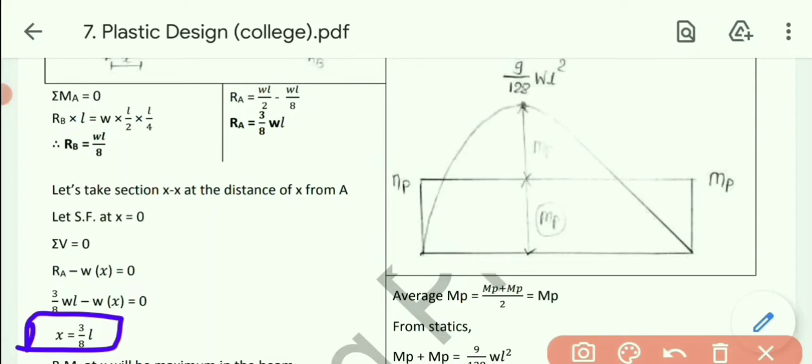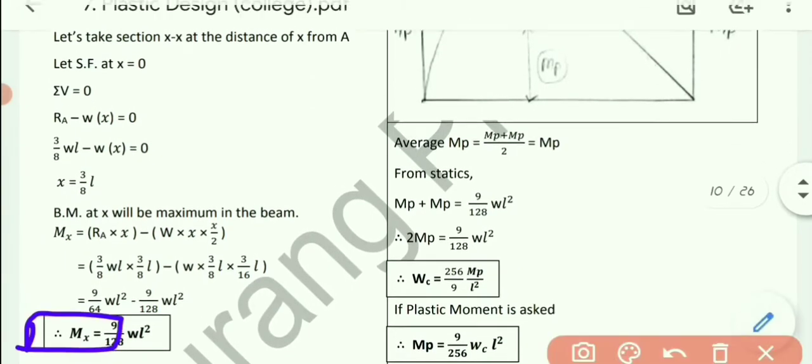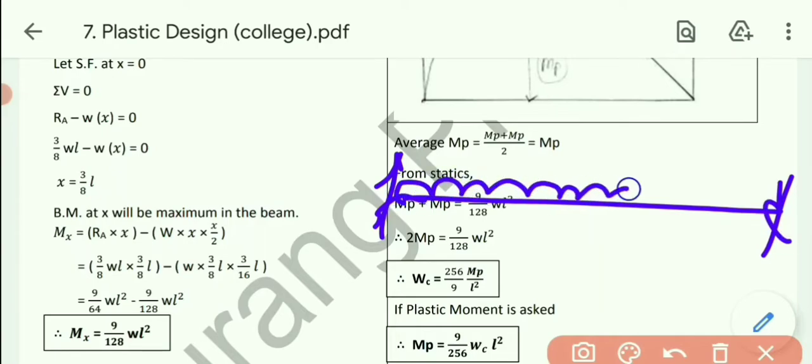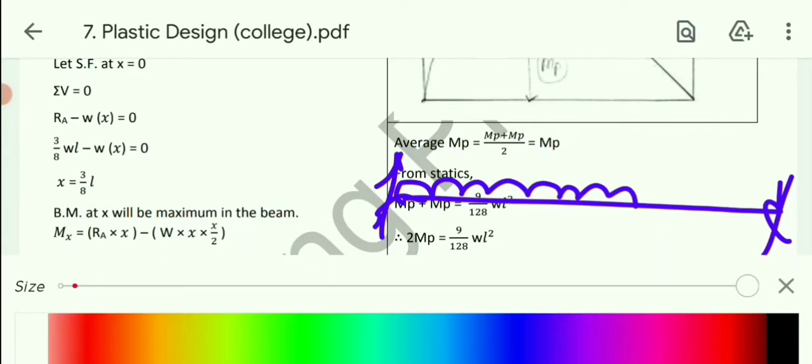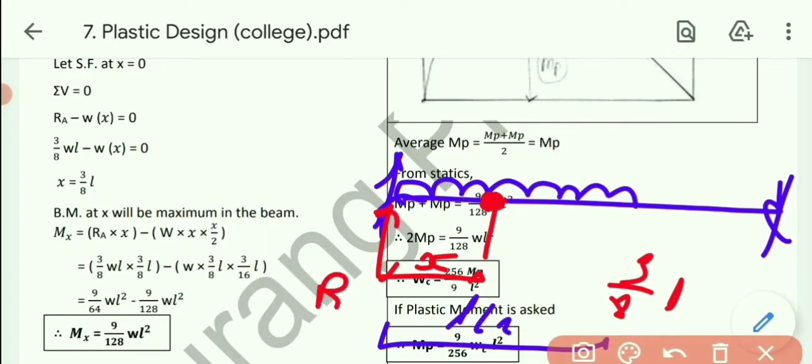Okay, so let's take the moment at that point. Let me draw the diagram once again. Let me draw the diagram first of all. This one was L by 2. Now we got the distance, say for example this one is our x. We got the value of x, that is 3 by 8 into L. We need to calculate the moment over here. Now this one is RA, while this one is W kilonewton per meter.